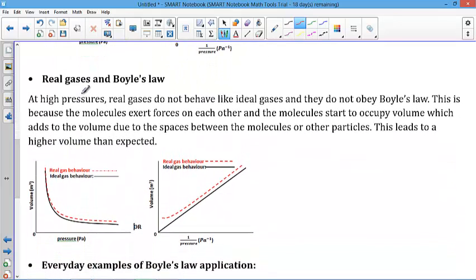Let us now talk about real gases and try to apply them in Boyle's law. Now at high pressures, you find that real gases do not behave like ideal gases. And that is because the molecules exert forces on each other, and the molecules are going to start occupying volume, which is going to add to the volume between the spaces of the particles. And that's going to lead to a higher volume than what is expected. In other words, at high pressures, real gases are not going to obey Boyle's law.